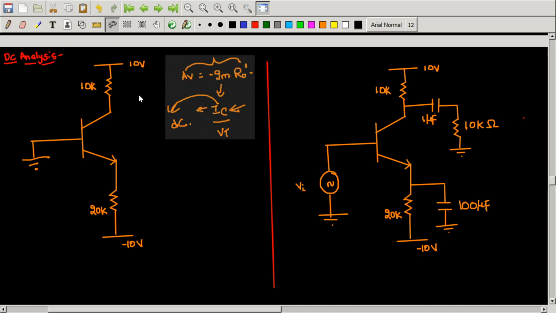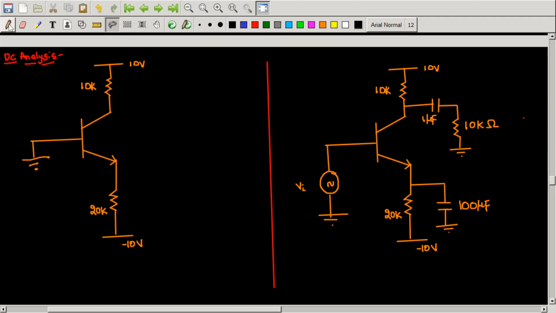Now let us find the IC current. It is already given VBE is 0.7 volts. So because this voltage is 0 volts, what will be this voltage? It will be simply minus 0.7 volts. Why? Because 0 minus 0.7 is minus 0.7. So remember that when you are coming down, you should subtract the voltage. When you are going up, you should add the voltage. So here you are coming down, so you should subtract 0 minus 0.7, that is minus 0.7 volts.